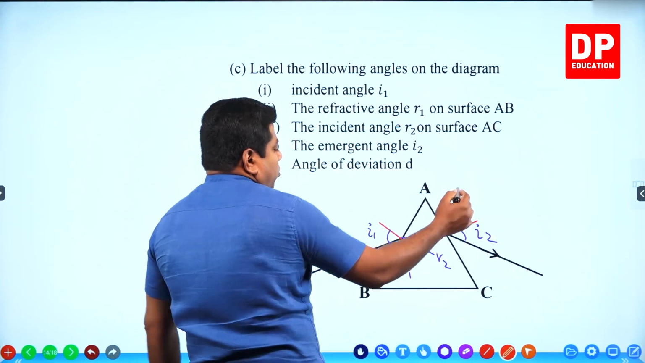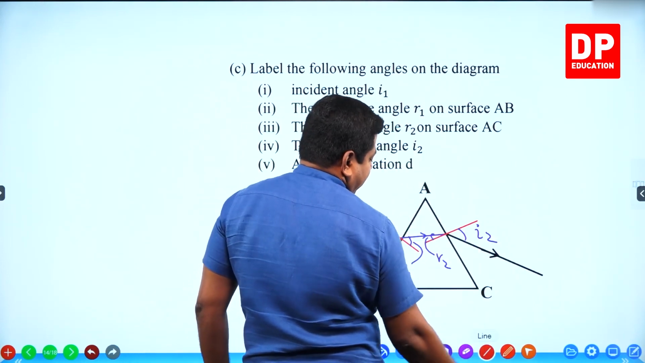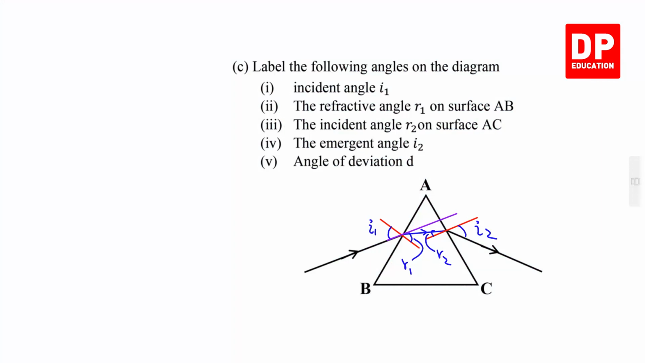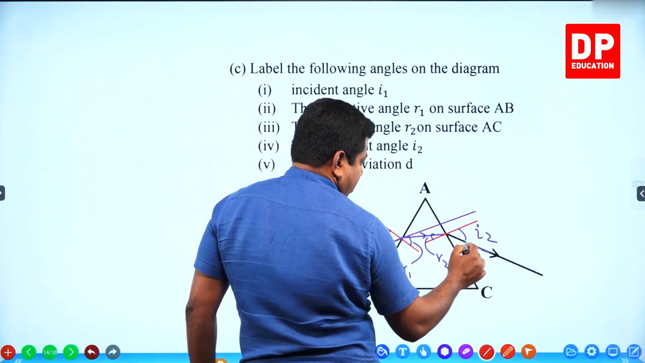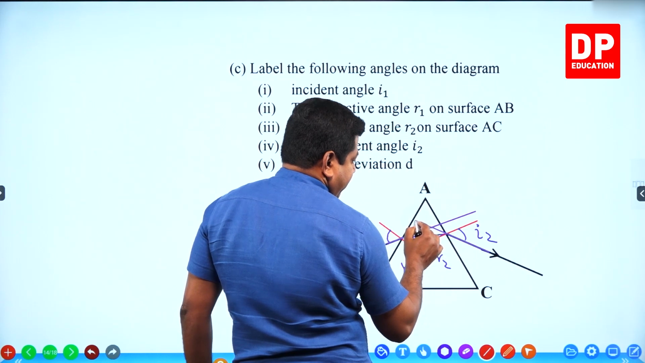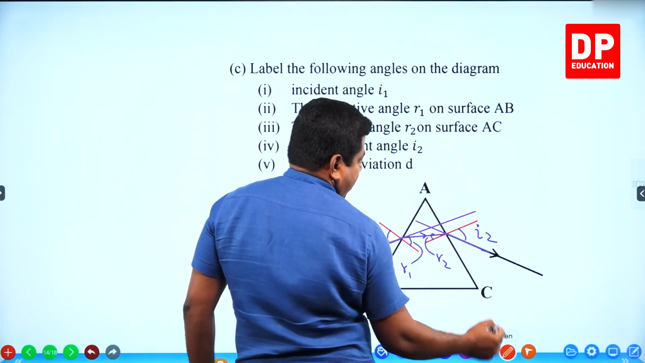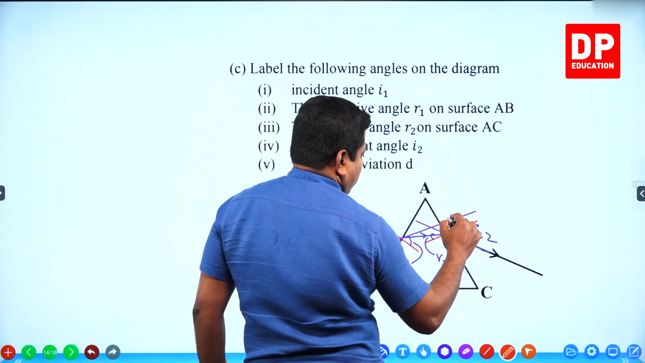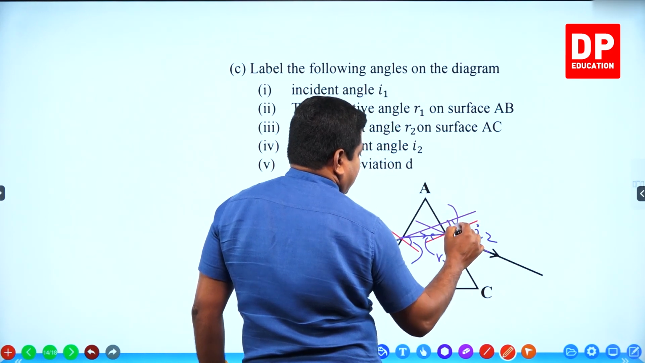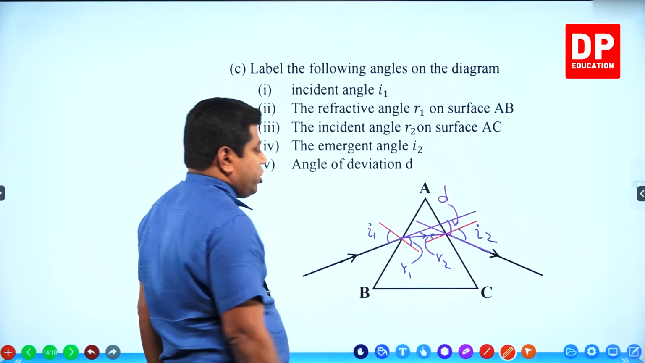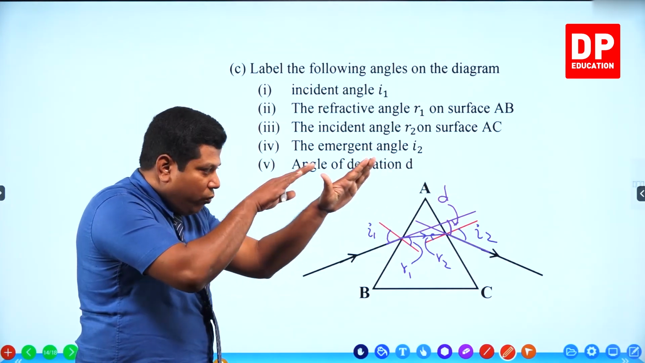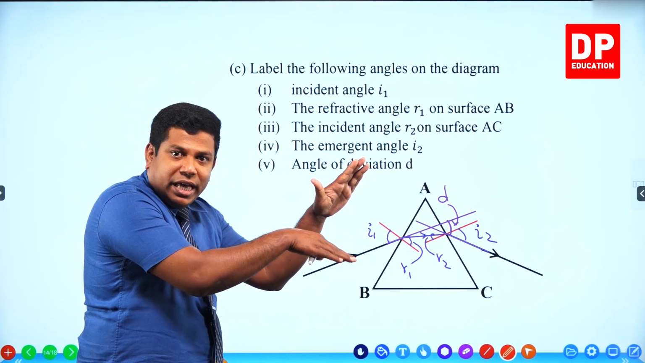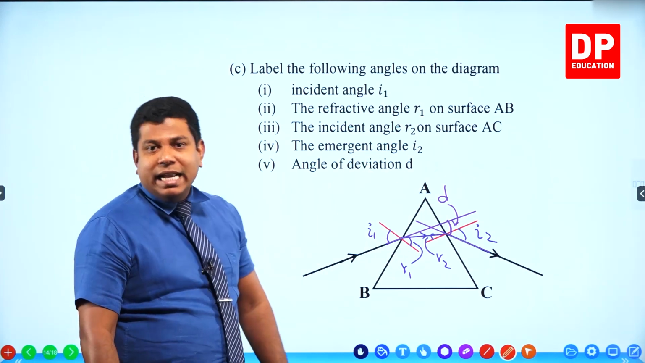I have to extend both these lines, the incident line and the emergent line. That's the incident line. Extend the emergent line backwards. And this angle is what you mark as deviation. From the incident line's path, by how much the emergent ray has deviated.